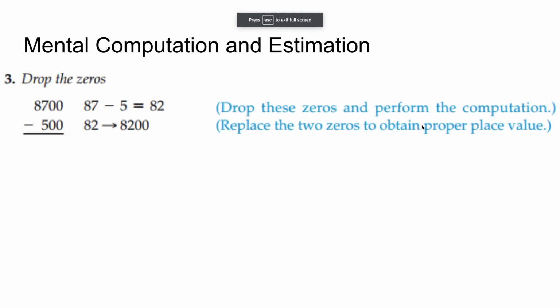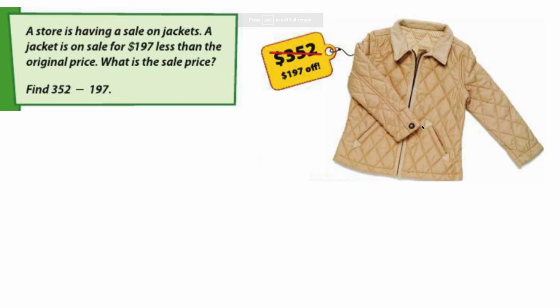And we can also do some real-world situation problems. Like this. A store is having a sale on jackets. A jacket is on sale for $197 less than the original price, right? What is the sale price? So the original price was 352 and you're taking away 197. If I ask you to estimate the amount that you have to pay, how would you do that? Pause the video, think about it.